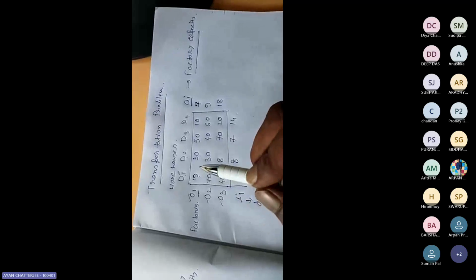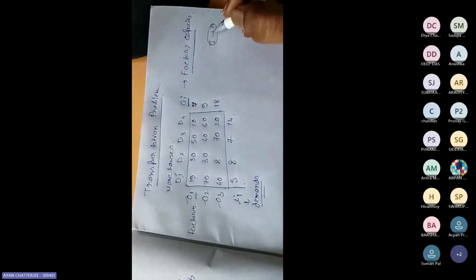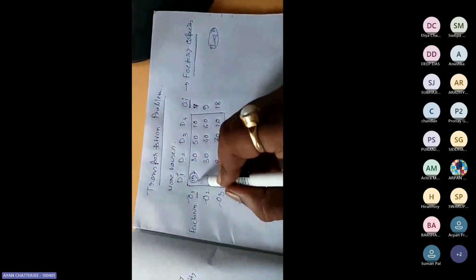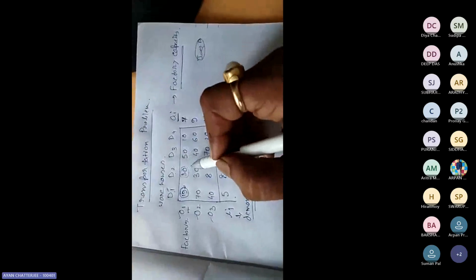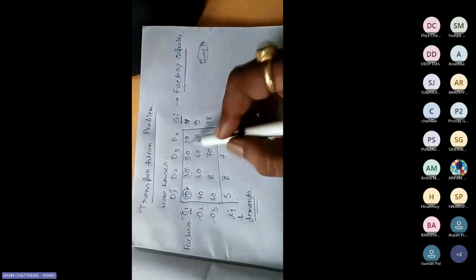Got my point? Yes or no? If you want to bring something from South India to Amtola, you have to pay some fees, right? So these values are the cost required to bring the product from O1 to D1. Understand my point? Similarly, this 30 unit is the cost required to bring the product from O1 to D2. This 50 unit is nothing but the cost required to bring the product from O1 to D3. Understand my point? And so on.